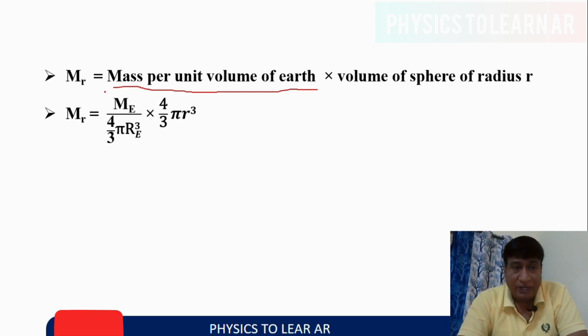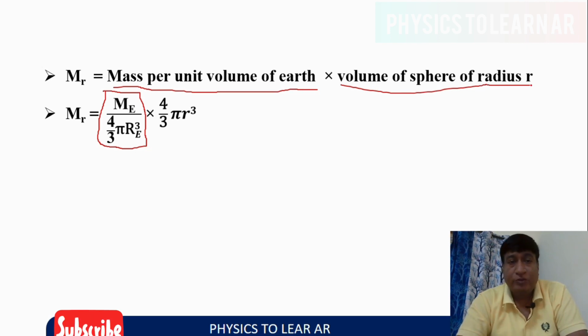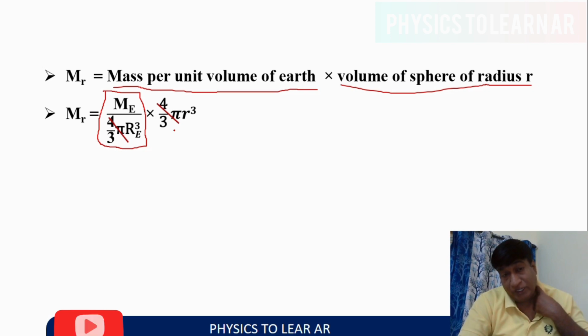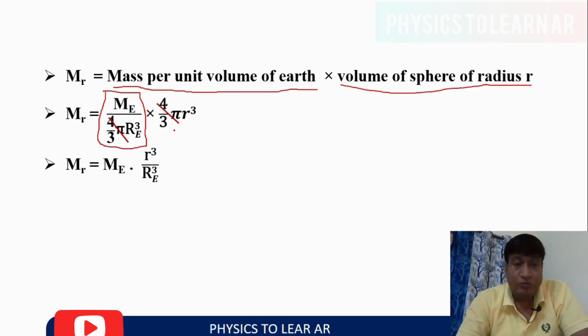That is mass per unit volume, the mass of the earth by the volume of the total earth, which is 4 by 3 pi Re cube, into the volume of a sphere of radius r, which is nothing but 4 by 3 pi r cube. With this, 4 by 3 pi gets cancelled. Finally I get Mr, which is equal to Me into r cube by Re cube.